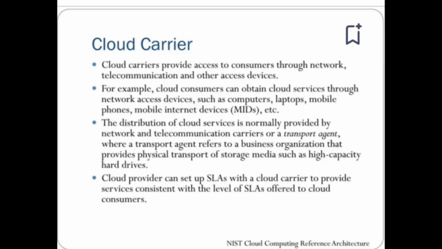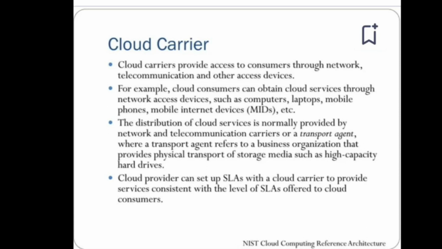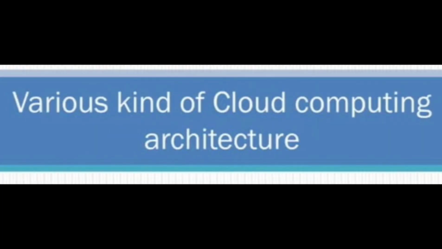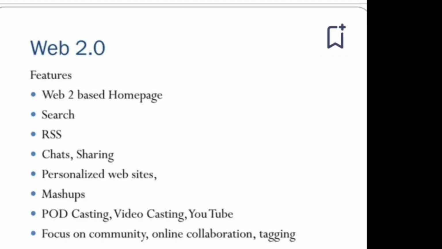Cloud carrier. Cloud carriers provide access to the consumer through network, telecommunications and other access devices. For example, cloud consumers can obtain cloud services through network access devices such as computers, laptops, mobile phones, mobile internet devices, MIDs, etc. The distribution of cloud services is normally provided by network and telecommunications carriers or a transport agent, where the transport agent refers to the business organization that provides physical transport of storage media such as high capacity hard drives. Various kinds of cloud computing architecture.